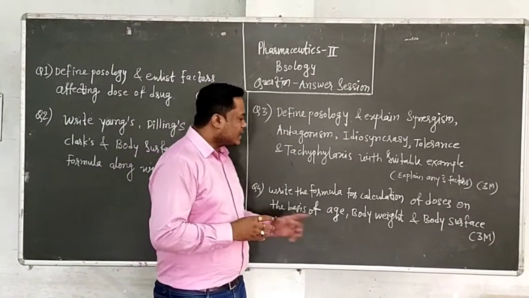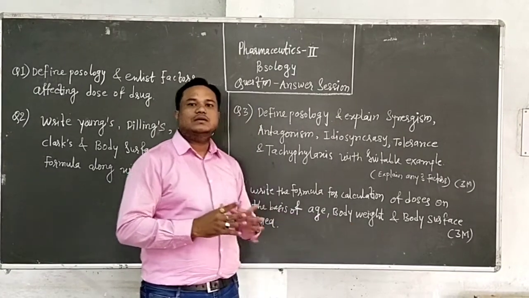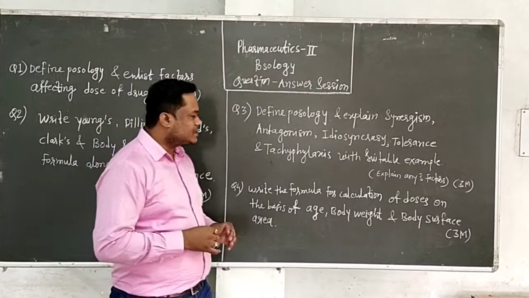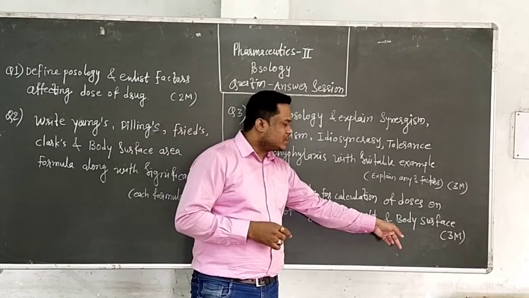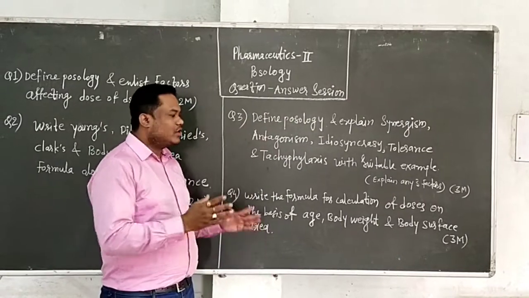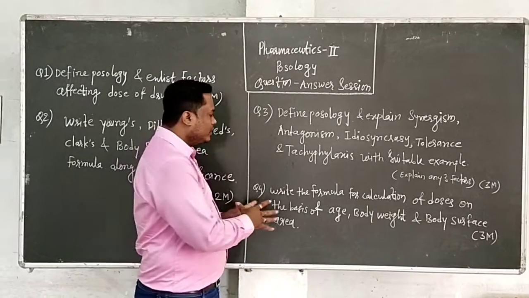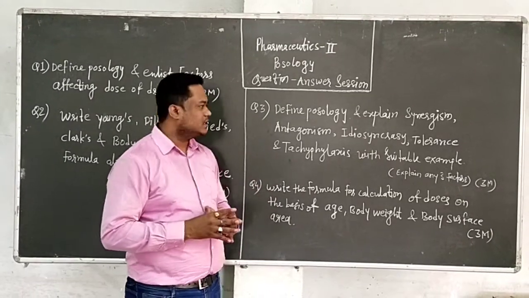Then second, calculation of doses proportionate to body weight. Then you have to write Clark's formula. And last is the calculation of doses according to body surface area. Then you have to write the body surface area formula and give the calculation of doses accordingly.